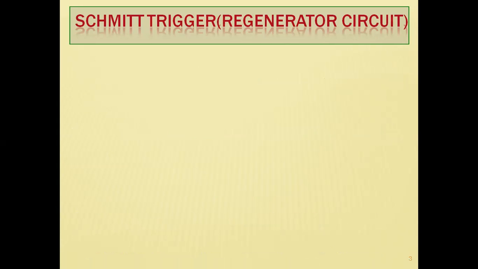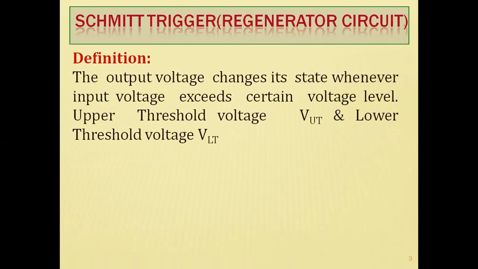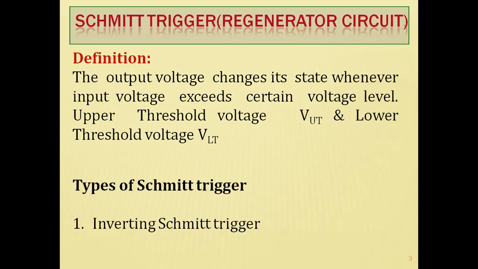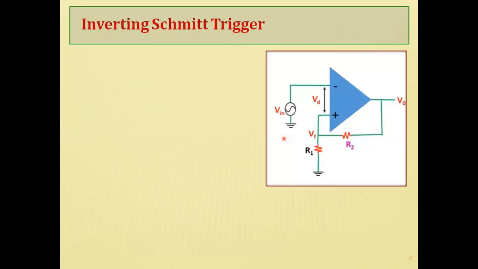Coming to the definition of the Schmitt trigger, the output voltage changes its state when the input voltage exceeds a certain voltage level, that can be either the upper threshold voltage VUT or the lower threshold voltage VLT. Right? There are other names for the upper and lower threshold voltages also. You can call VUT the upper trip point and VLT the lower trip point. There are two kinds of Schmitt trigger: one is the inverting Schmitt trigger and the other is the non-inverting Schmitt trigger. In today's session, we'll study the inverting Schmitt trigger.